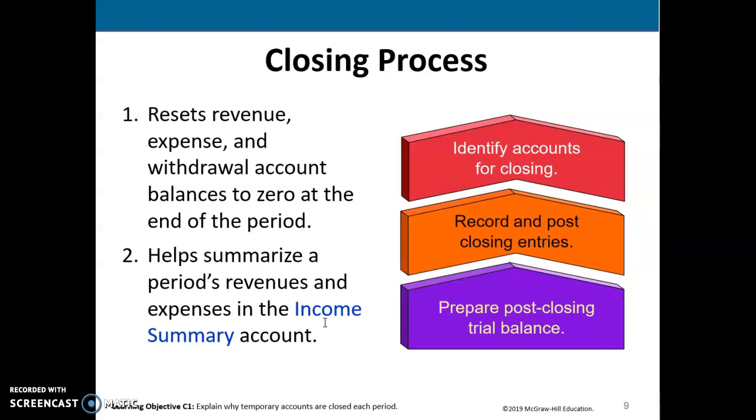So to do our closing process, we first have to identify what accounts we are closing. Those are going to be our temporary accounts, the revenue, expense, and withdrawal accounts, and then eventually we're going to close the income summary account. Then we're going to record and post our closing entries, and from there we're going to prepare what we call a post-closing trial balance. The post-closing trial balance is going to give us our balances after we've closed those temporary accounts. So what are the balances in those permanent accounts?